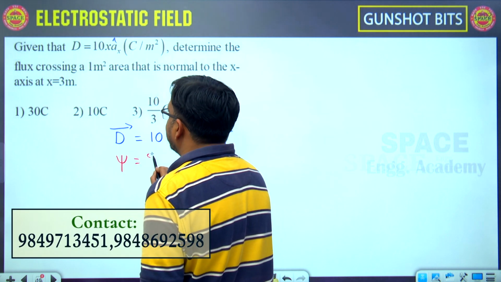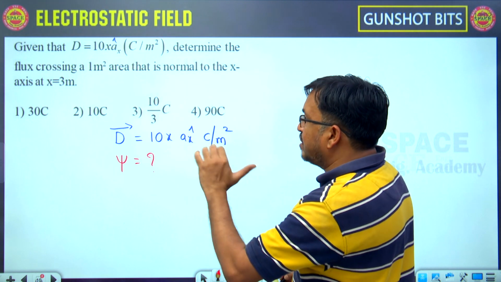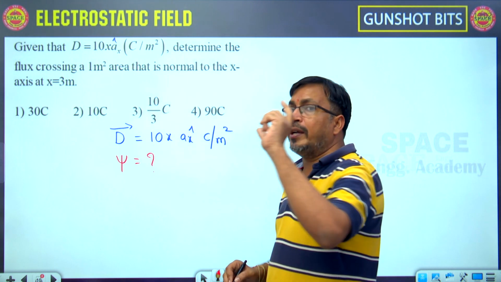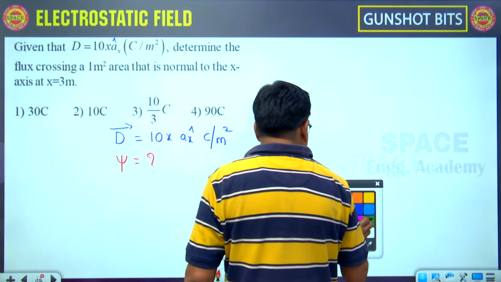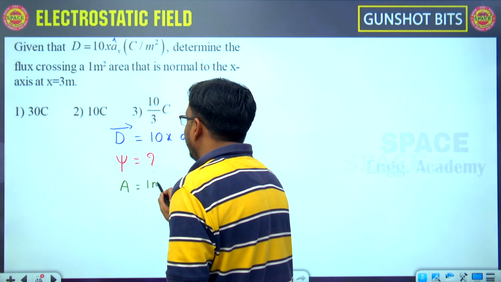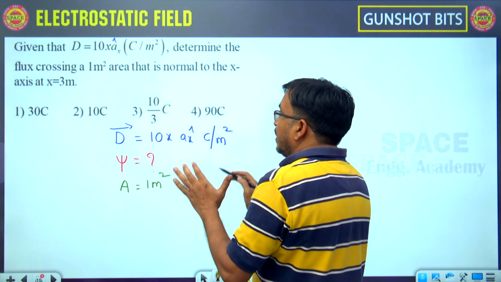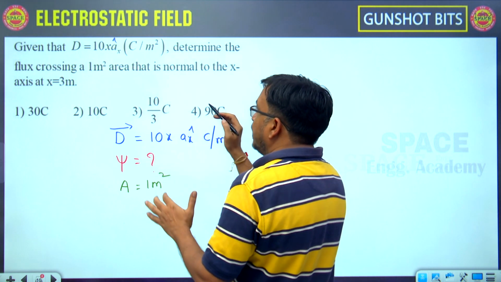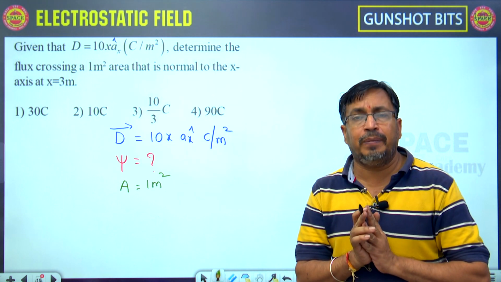Psi equal to how much is asked, and he mentioned one condition: the flux lines crossing a 1 meter square area. So the area value is given. What is the area value given here? 1 meter square. That surface is normal to the x axis at x equal to 3 meters.